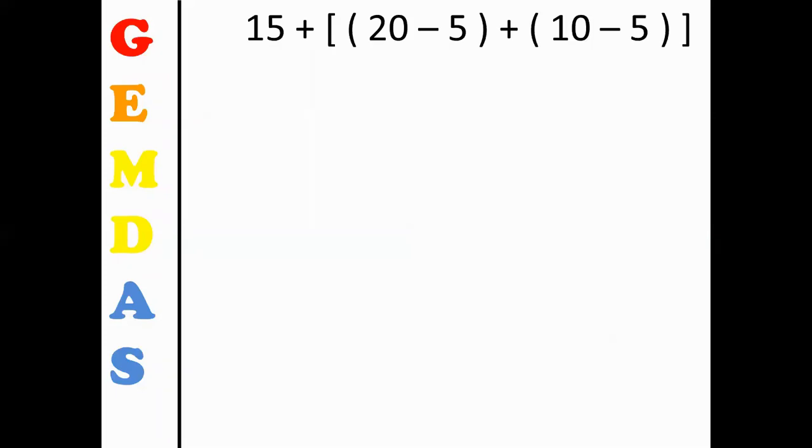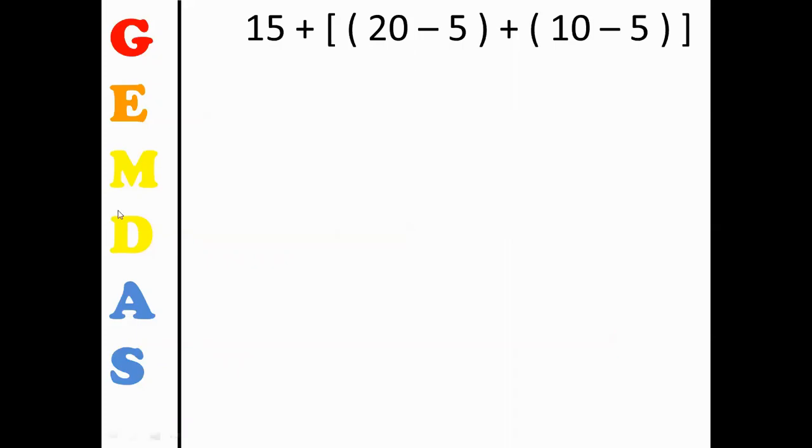Now, let's look at our problem. We have this long problem, and you'll notice we have different grouping symbols. To our left, we have GEMDAS, and we're going to use this as a checklist to see what step of the problem we're going to solve. Now, the first letter is G, so we have to decide which grouping symbol we're going to solve first. And remember, we always go from parentheses to brackets and last braces.